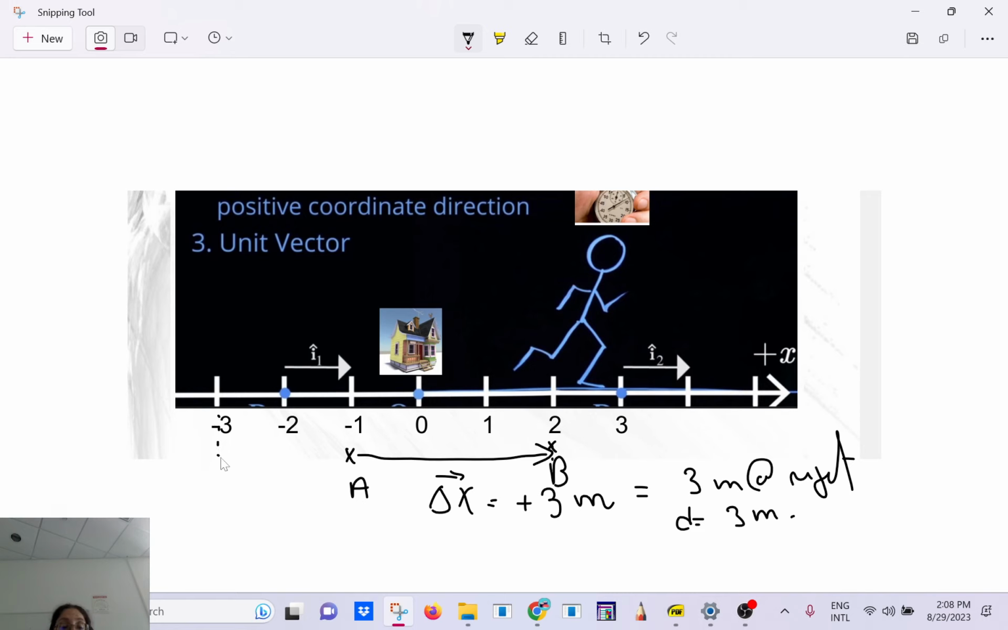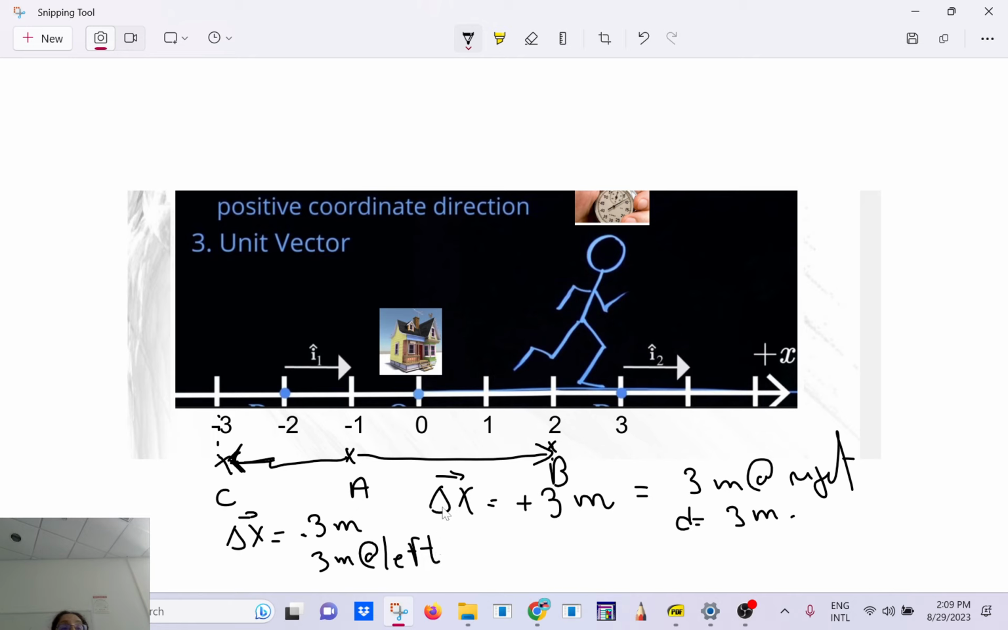Now if I start at A, and now I want to go to that position here, I call that, I don't know, C. So you connect the starting point to the ending point, you put that in with an arrow. So what do you think the displacement is? Negative, because the negative is telling you the position moved toward the left. So we're going to write delta x, the displacement, equals minus 3 meters or 3 meters to the left.